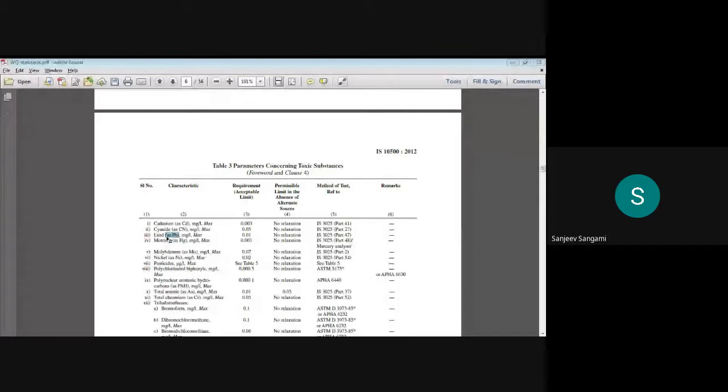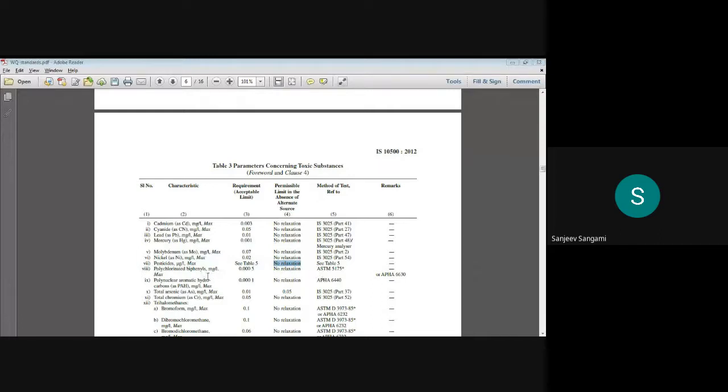Lead is as lead only. It is not in the terms of oxide like PbO2, so that type of thing will not be there. Okay, then mercury, molybdenum, nickel. After that we can see the pesticides. For pesticides he has mentioned in Table 5. Okay, and there is no relaxation in the permissible limit. So that we'll discuss.